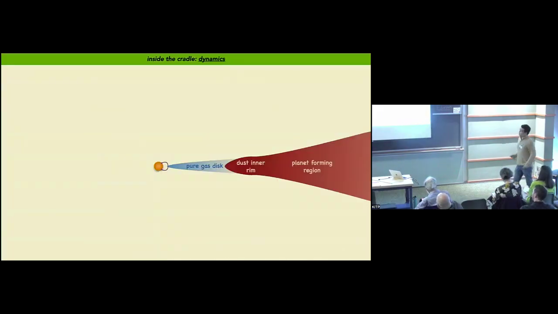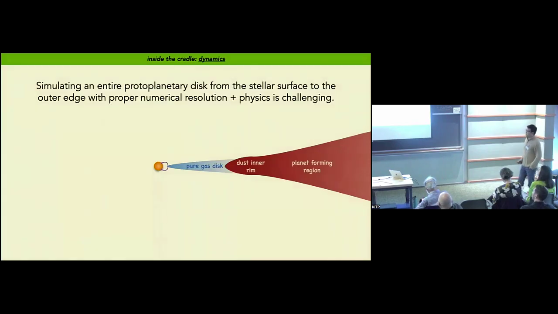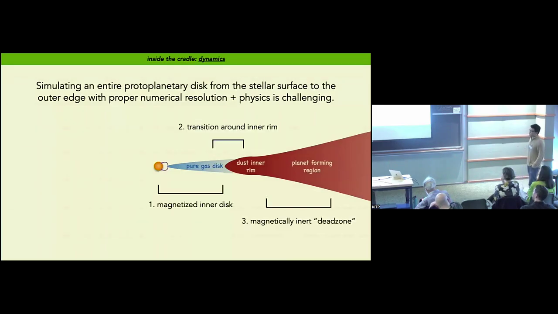Okay, so now moving on to the dynamics. We still have this picture and simulations, although we have a lot of computing power these days and ever growing, simulating an entire protoplanetary disk is almost impossible. First, it's because we are talking about 0.01 AU all the way out to 100 AU. That's 4 orders of magnitude in scale. But also, all the physics involved is very different. You are talking about very different temperature, very different density and everything. So it's impossible.